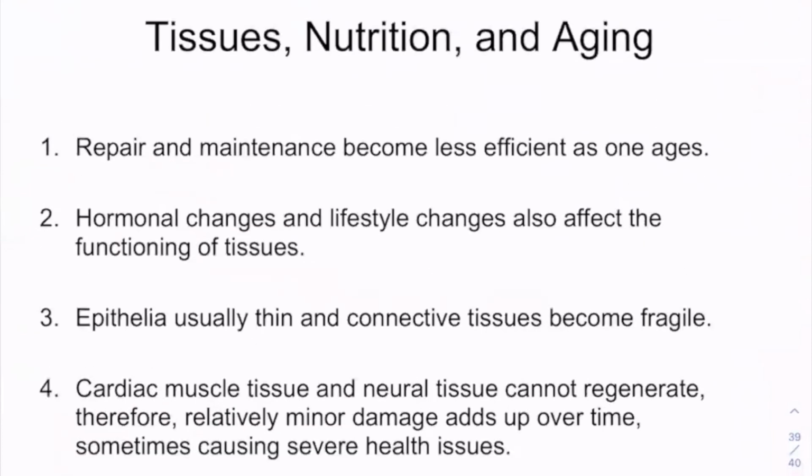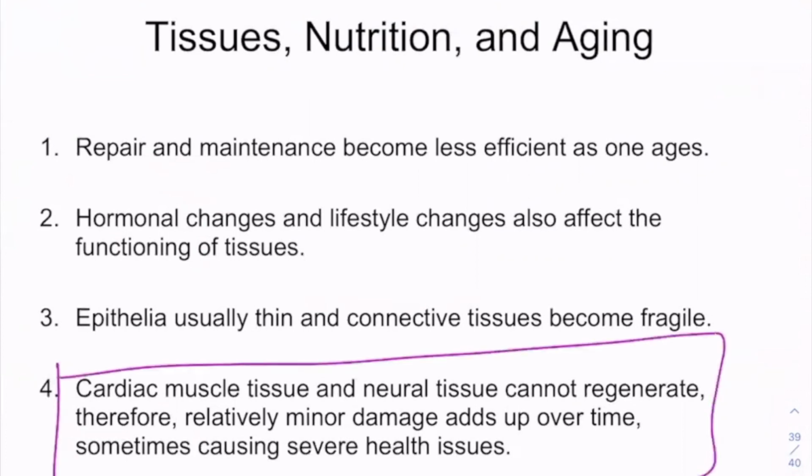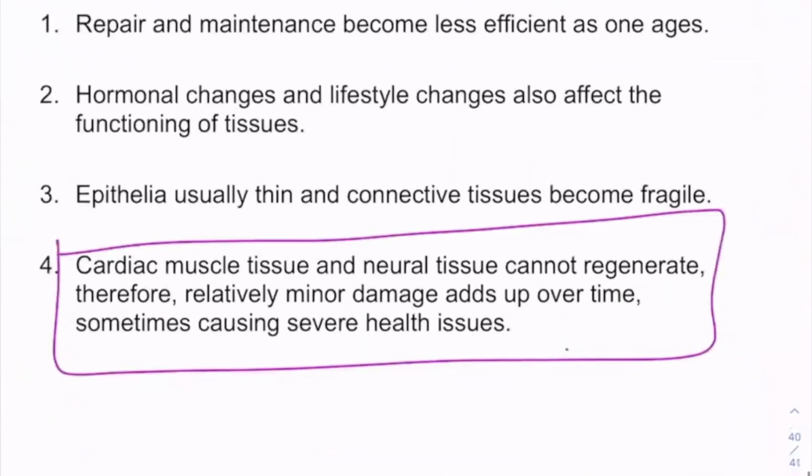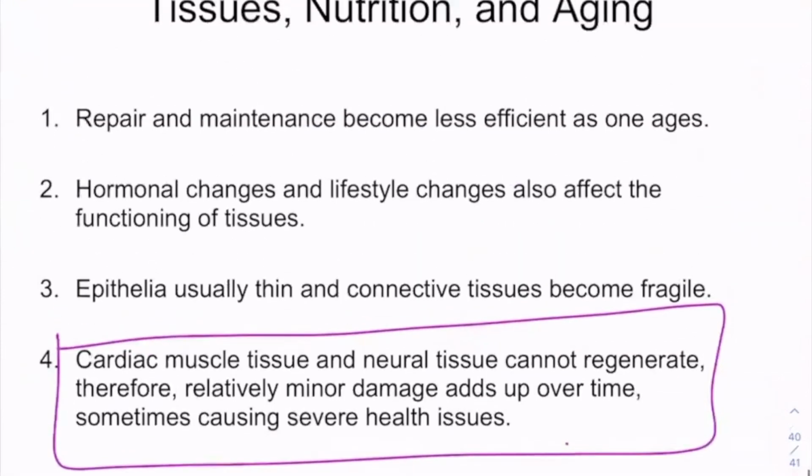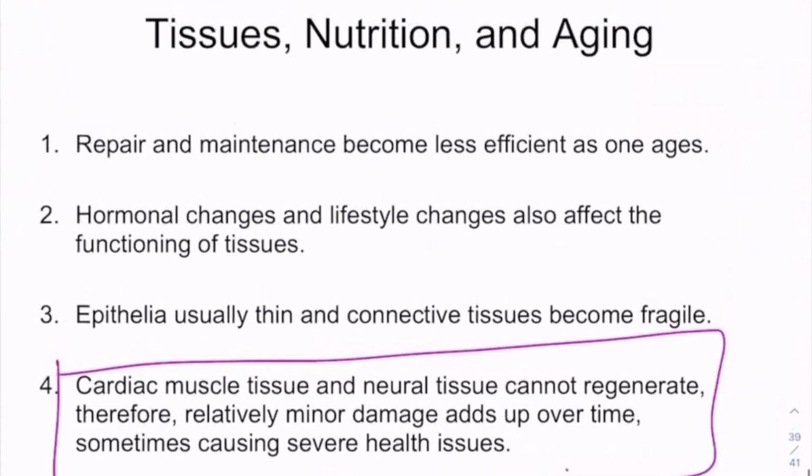Bummer about aging in tissues is connective tissue doesn't hold up too well, and epithelium also becomes less regenerative as you age. Cardiac muscle and neural tissue don't really regenerate at all, so that just wears out over time. Not very fun, kind of a bummer. All right, that concludes chapter 3. All right, one more chapter.